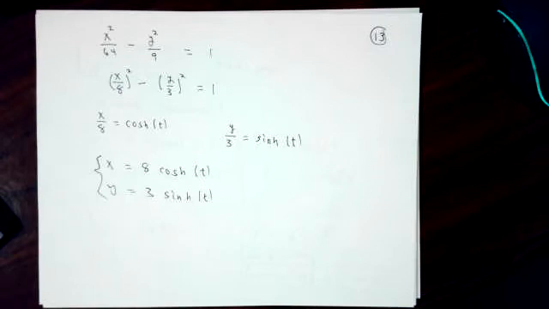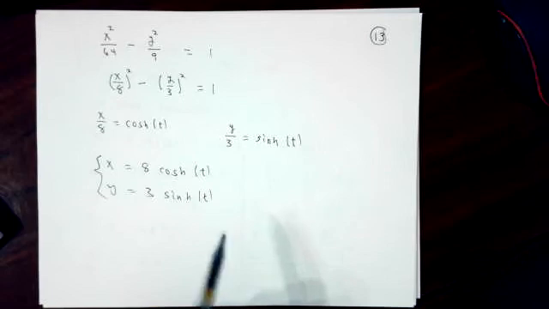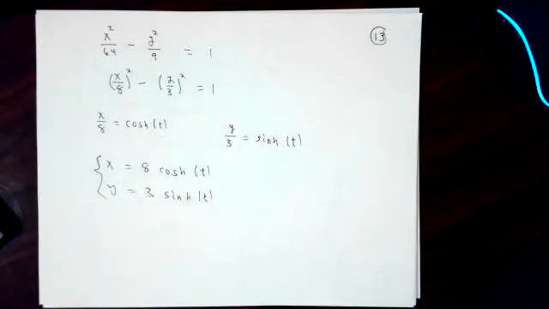A hyperbola of type x squared over 64 minus y squared over 9 equals 1 can be written in the more suggestive version: the square of x over 8 minus the square of y over 3 is 1. You could write x over 8 as hyperbolic cosine t, and y over 3 as hyperbolic sine of t, and then multiplying through by the constants, get parametric equations for the given hyperbola.